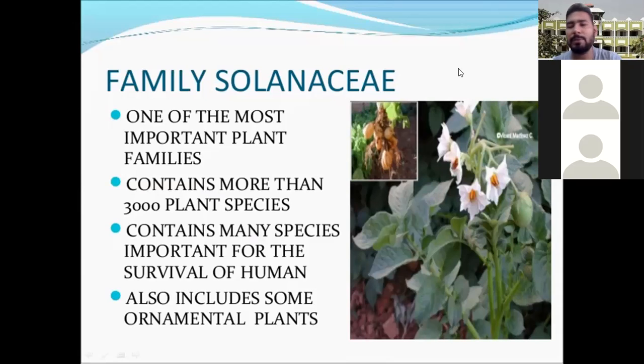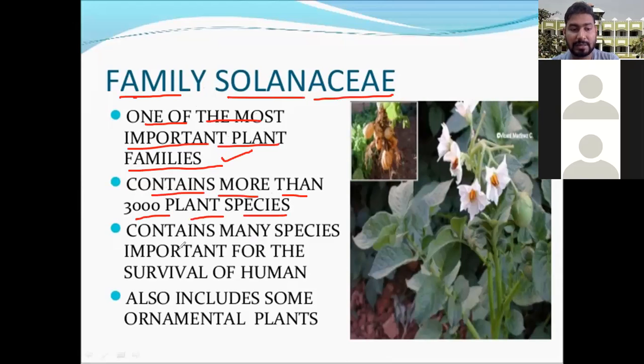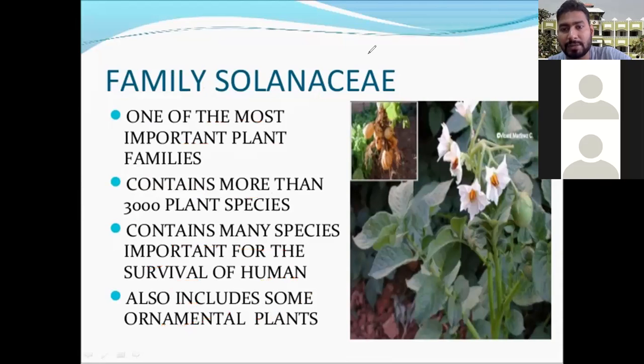Now next family, that is the Solanaceae. So second is the family Solanaceae. Solanaceae, Liliaceae also very important. Family Solanaceae, one of the most important plant families. Okay, this is saying one of the most important. Contains more than 3,000 plant species. Contains many species important for the survival of humans. Also includes ornamental plants. Okay, so in the Solanaceae family, they have also the ornamental plants.